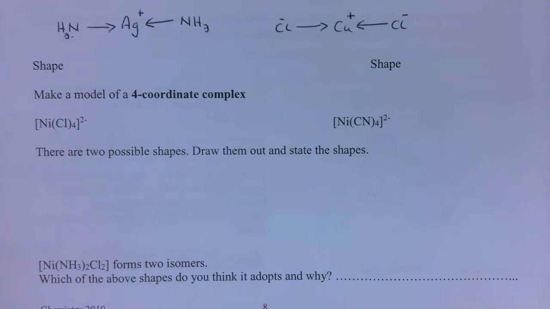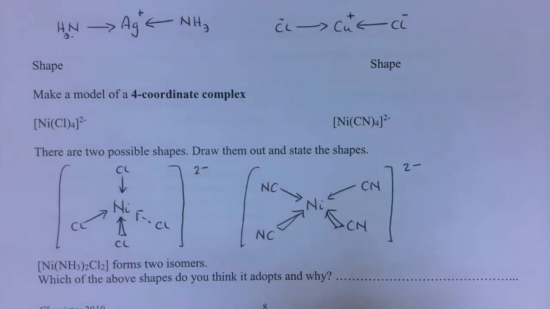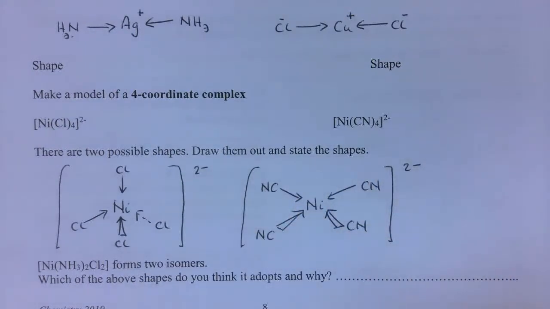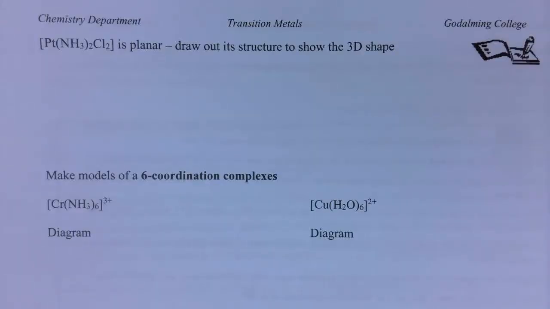When you have a 4-coordinate complex, in other words, when you have 4 dative covalent bonds, you can form 2 possible shapes, either tetrahedral or square planar. So here we have the tetrahedral shape with the chlorides, and we have the square planar with the cyanides. There's one very important complex ion that you should be aware of, and that is this one.